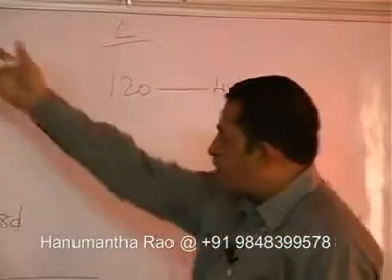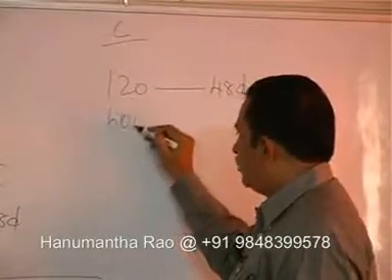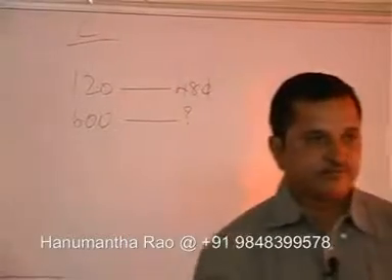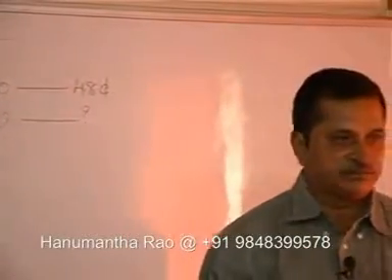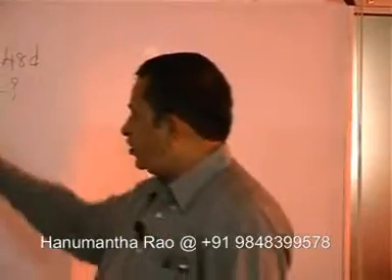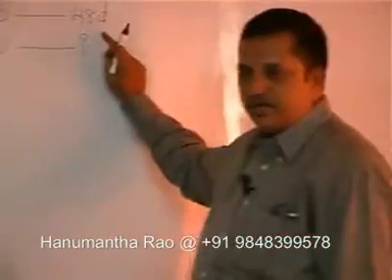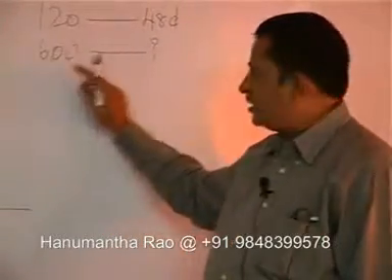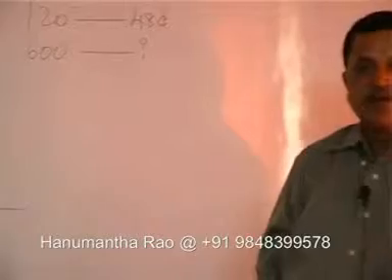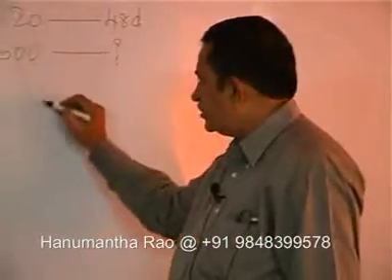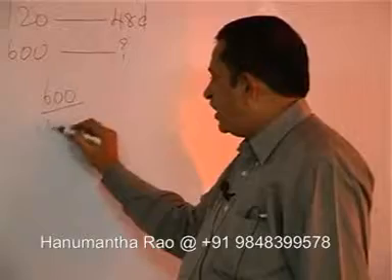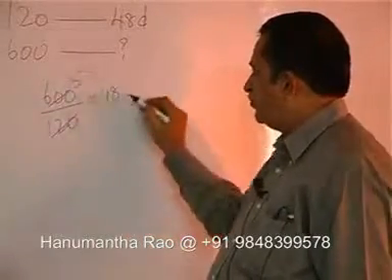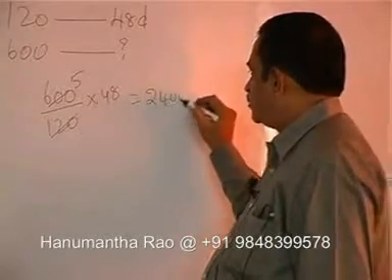For completing the total work means for doing 600 units, how many days he would require? Understand? For doing 120 units, 48 days are required by C. For doing the total work means for doing 600 units, how many days are required? More number of days are required. So more by less into 48. 5 into 48 is 240 days.